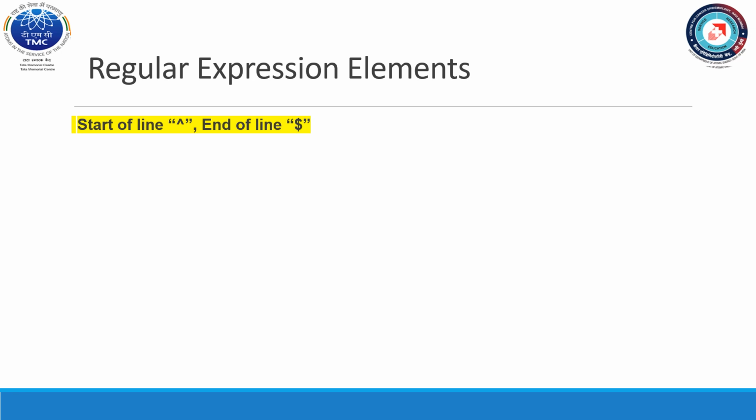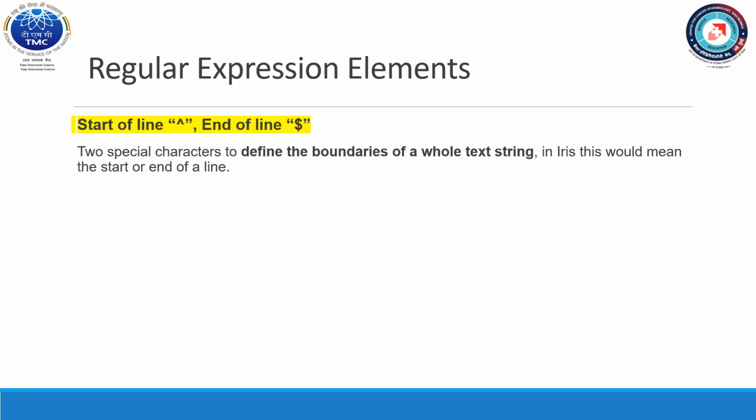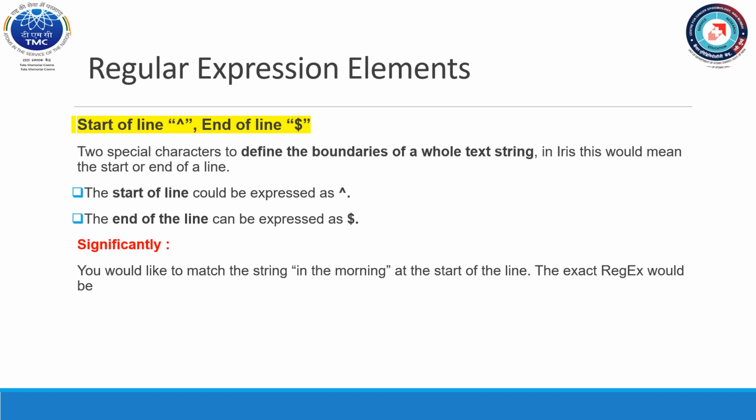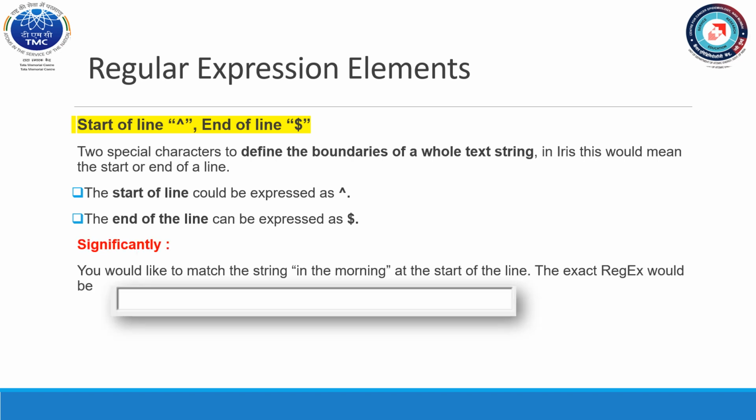Start of a line and end of line. As mentioned before, the boundary of a word can be defined through \b. There are two other special characters to define the boundaries of a whole text string. In IRIS, this would mean the start or end of a line. The start of a line can be expressed as a caret symbol. The end of the line can be expressed as a dollar symbol. For example, you would like to match the string "in the morning" at the start of the line. The exact regular expression would be ^in\sthe\smorning.